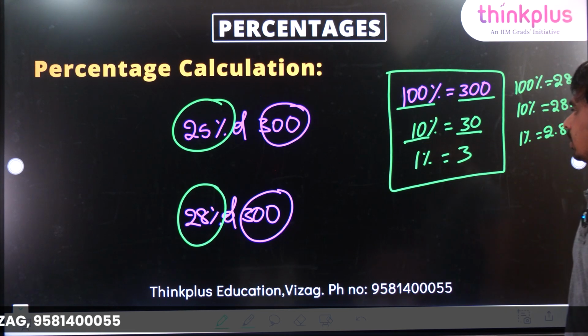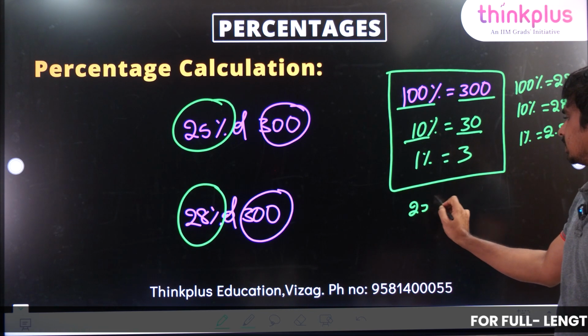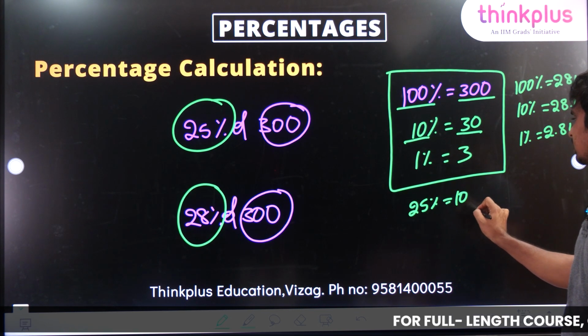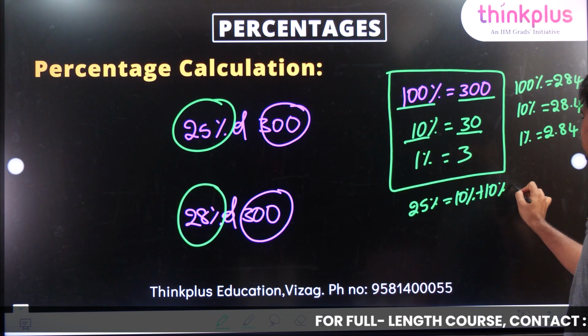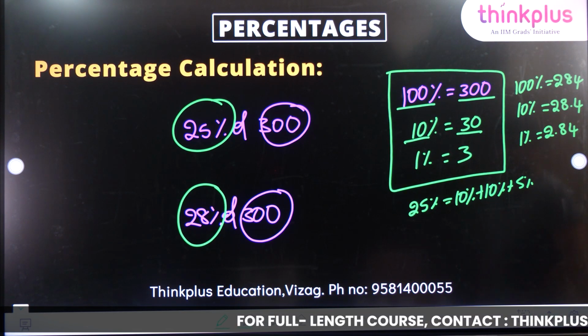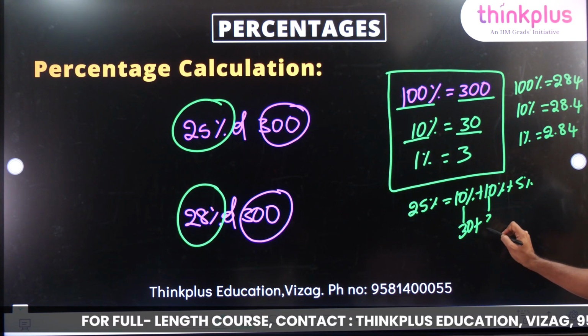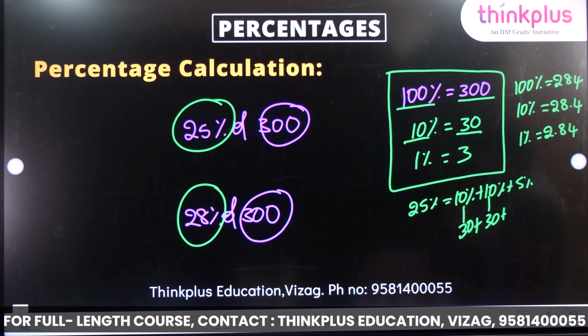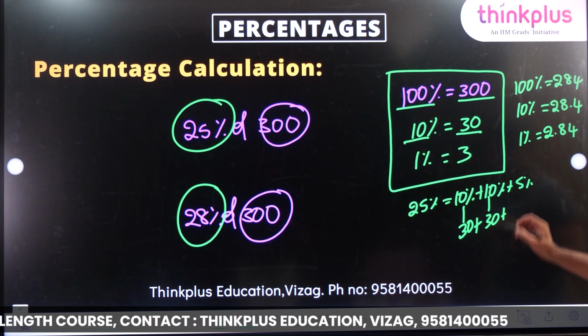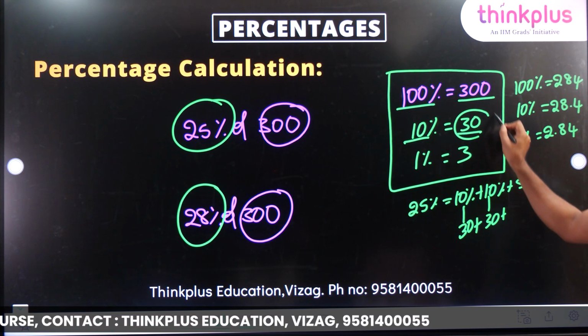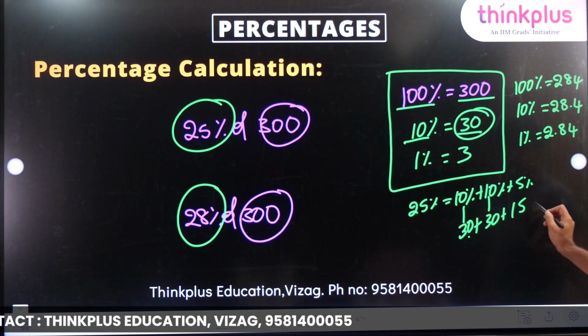Now, 25% of 300. I break this 25% in such a way: I can write 10% plus 10% plus 5%. 10% is 30, this is also 30. 30 plus 30. How do you get 5? Out of 10, half of 10 is 5. So half of 30 is 15. So 60 plus 15 is 75.